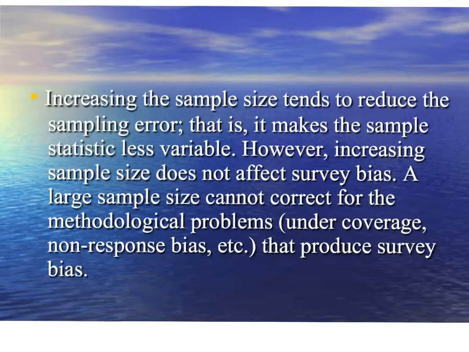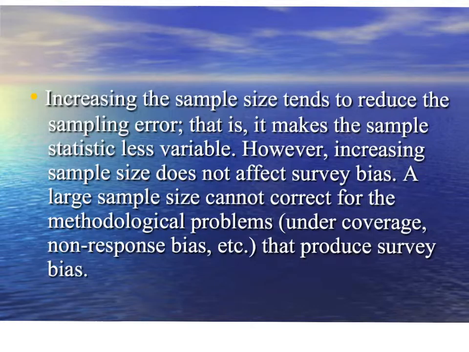Increasing the sample size tends to reduce the sampling error. That is, it makes the sample statistic less variable. However, increasing sample size does not affect survey bias. A large sample size cannot correct for the problems that result in the methods used in sampling that produce survey bias. For example, undercoverage, non-response bias, voluntary response bias, the questioning bias that happens, as well as social desirability bias, just for example.